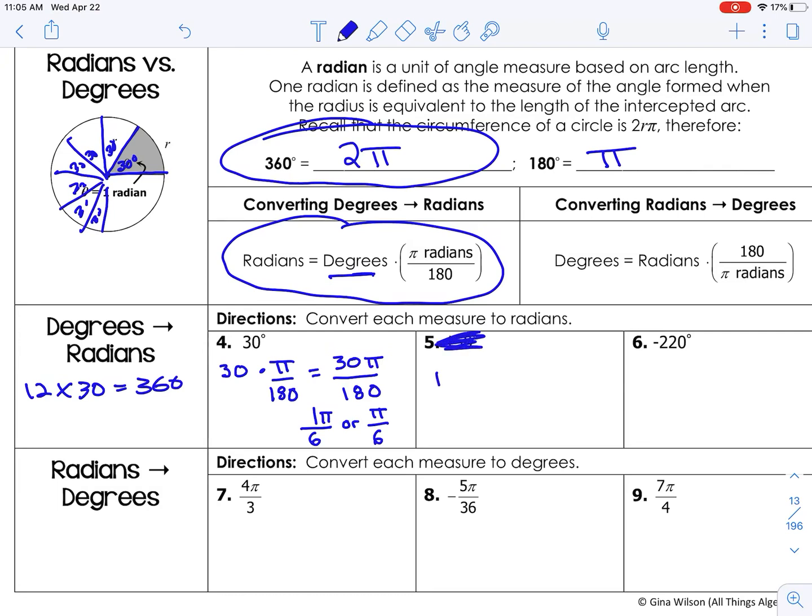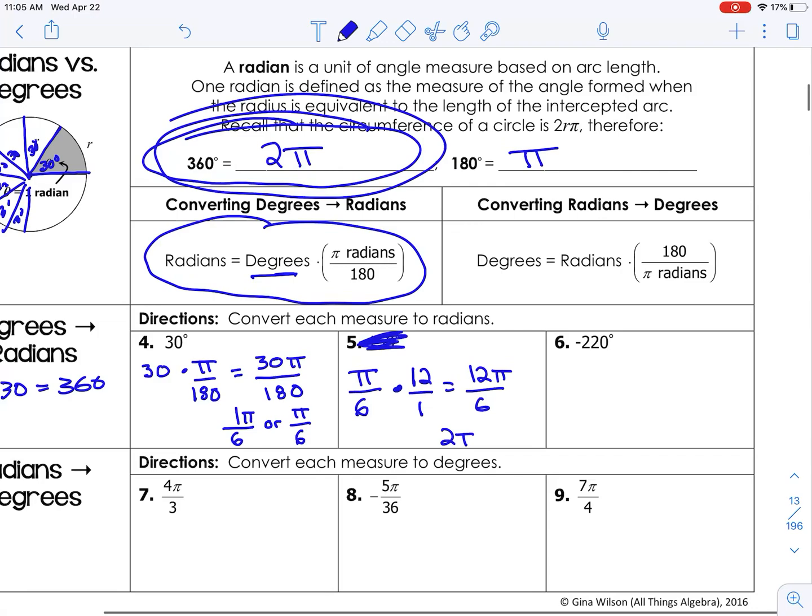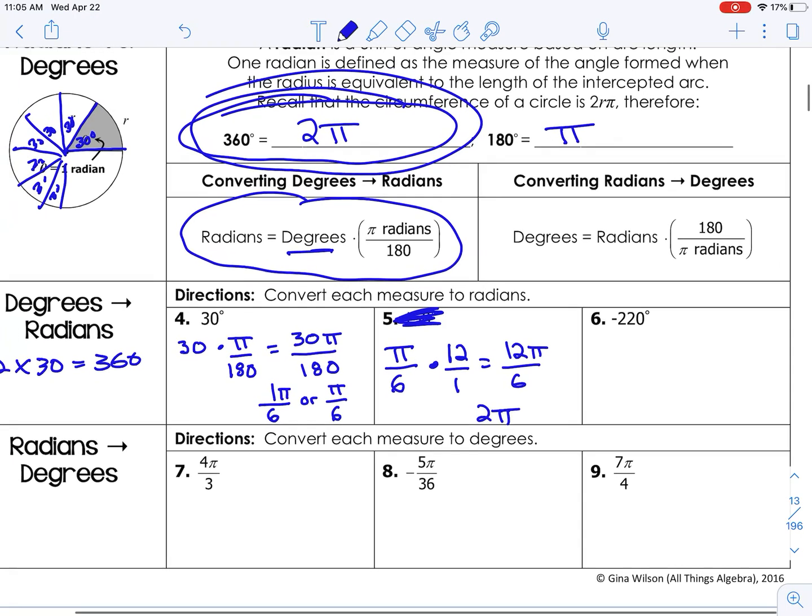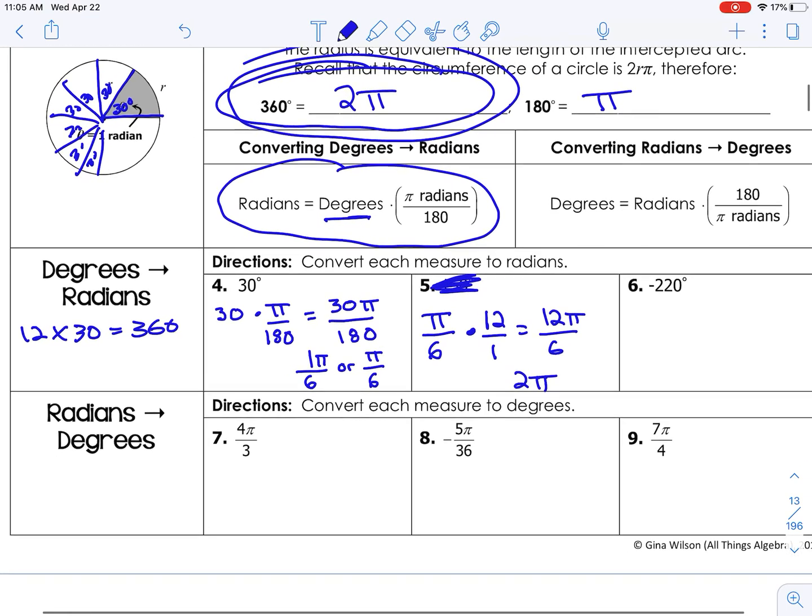So when I take pi over 6, which is in radians, right? And we know it's equal to 30 degrees. When I multiply that by 12, what should I get? I should get 2 pi. I should get the entire circle. And you can see if I multiply it by 12, I get 12 pi over 6. And 12 divided by 6 is 2. And I get 2 pi. Okay? And that's really all there is to it.